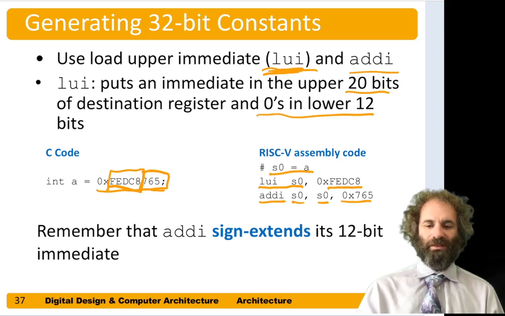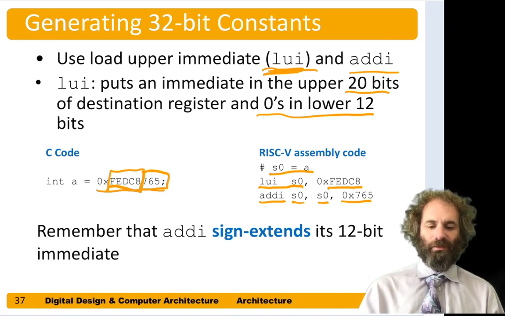LoadUpperImmediate only needs a single register and then an argument, an immediate, and that's why there's space in the instruction for a 20-bit immediate. So even though we're saying simplicity favors regularity, this is a case where we're making good compromises to be able to handle a 32-bit immediate with this special LUI instruction.